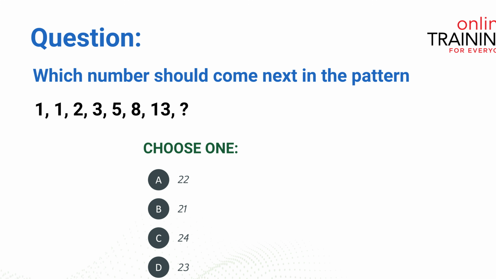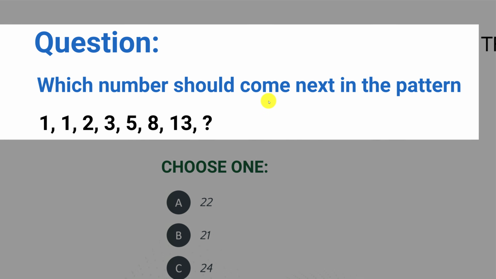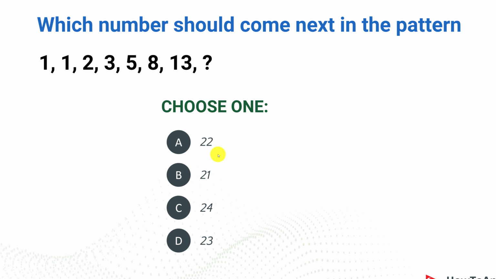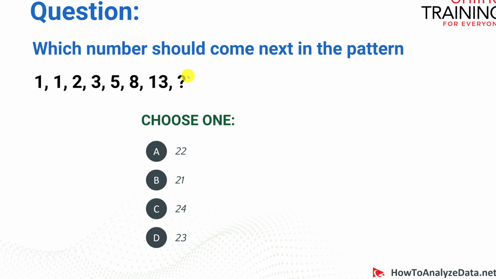Now let's look at another pattern type question. Which number should come next in the pattern? You have a pattern of numbers: 1, 1, 2, 3, 5, 8, 13. So let's first determine what the pattern here is. Obviously there are four choices, but the result here is calculated based on the pattern that we need to determine. Which one do you think is the right one here?